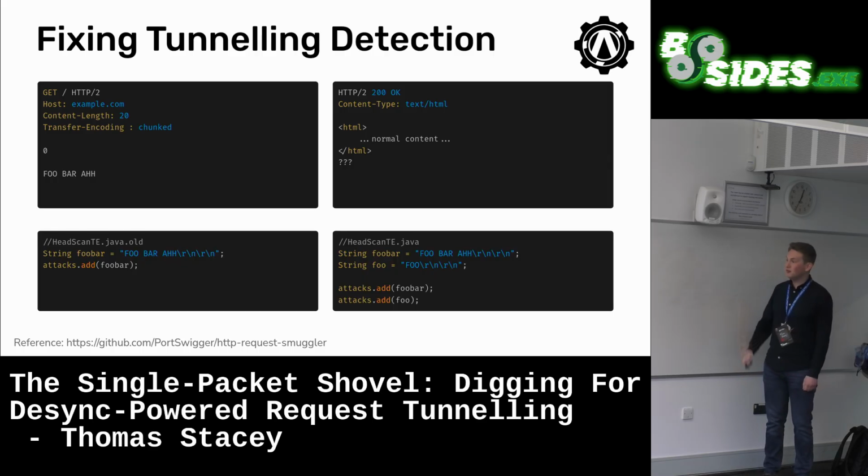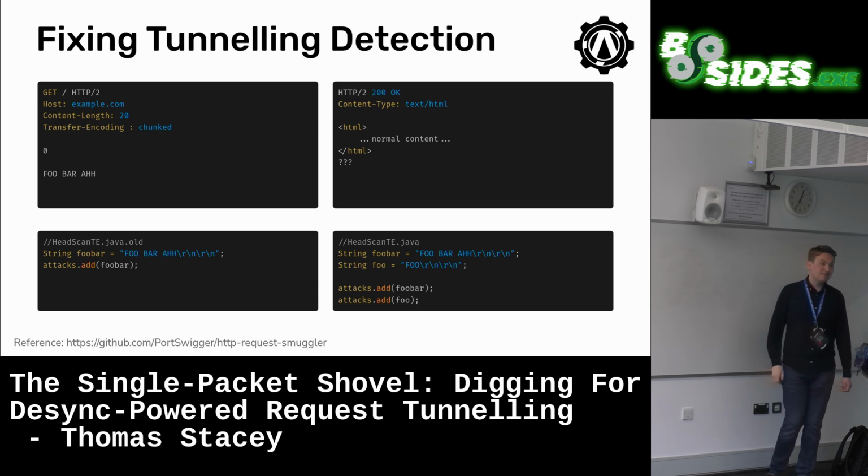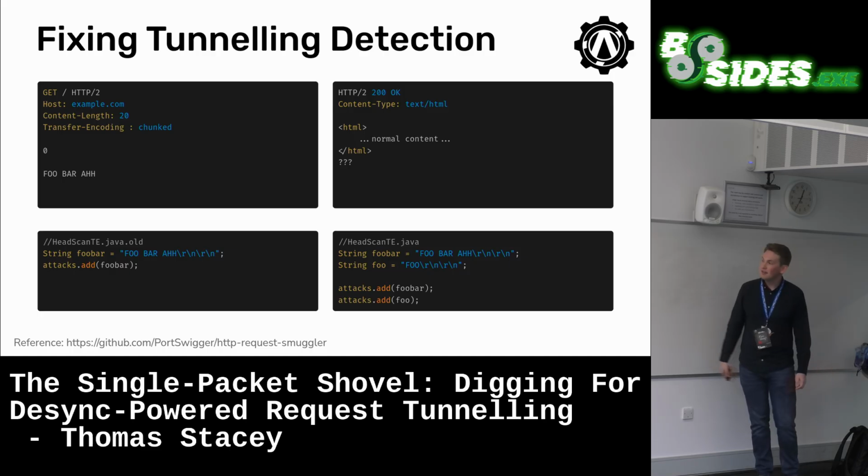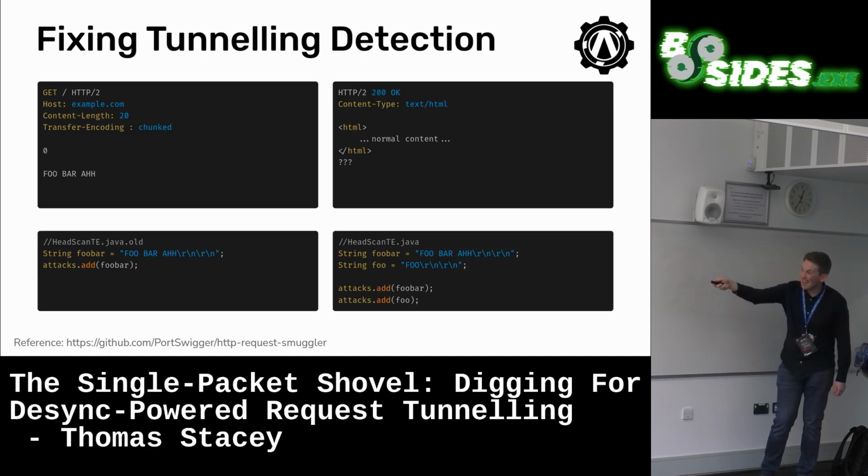code that was used to write this tool. And it's very simple, as it turns out. There's a scan file called headscan.te, probably headscan transfer encoding. And on the left you can see that there's a string called foobar, which looks like the payload you're supposed to send, and then it's added to this list or array called attacks, maybe. I don't know much about coding, but that seemed about right.